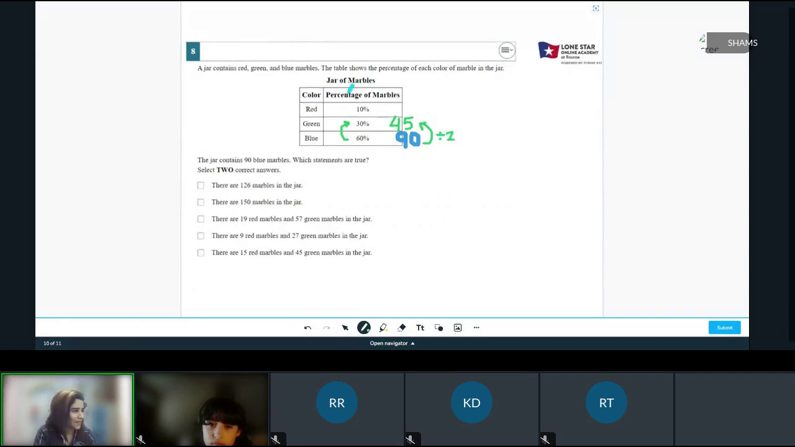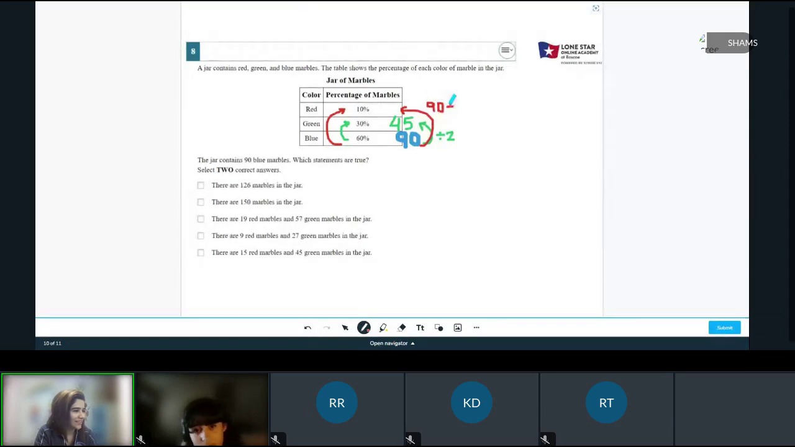Then 10%. If you look from 60% to the red. So if blue is 60%, then you can find out red. Red is just 10%. To figure out red, you could do 90 divided by 6. It will just tell you how many are red.